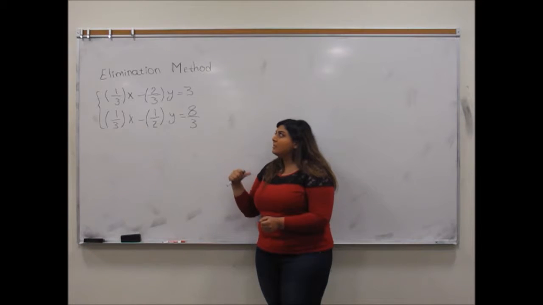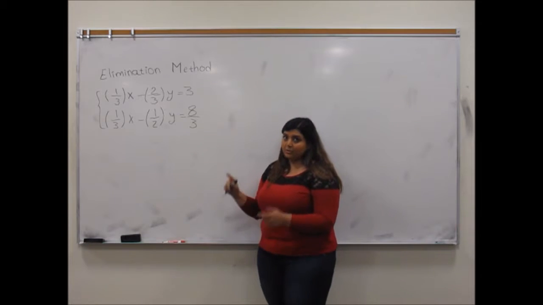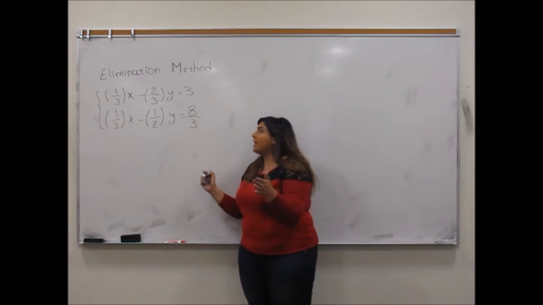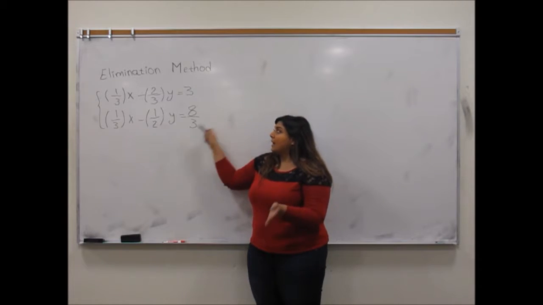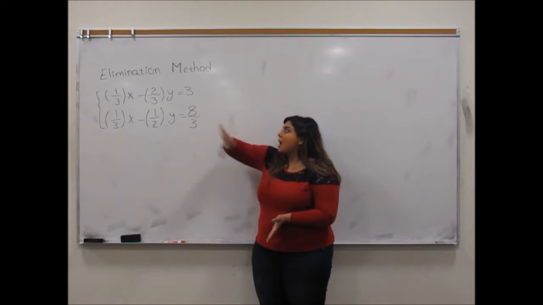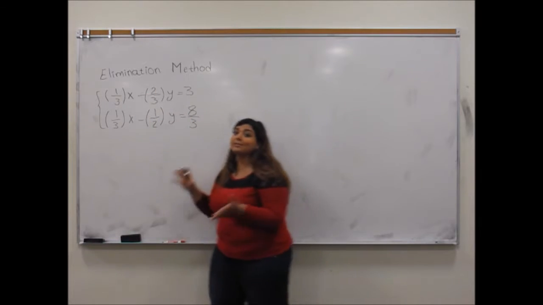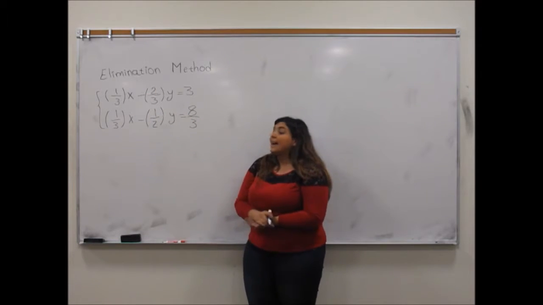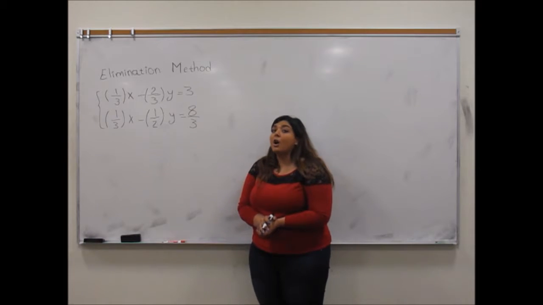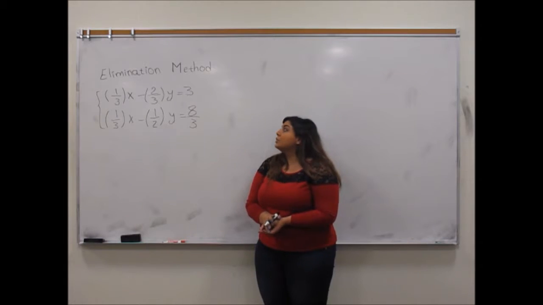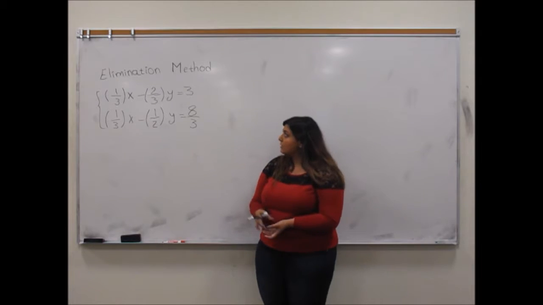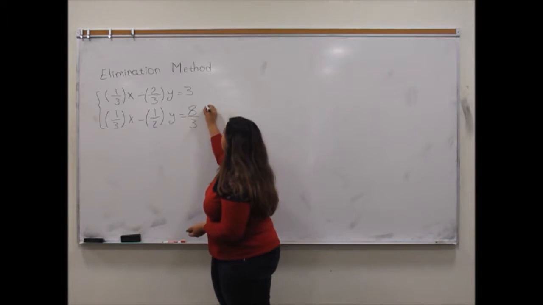to do is always get rid of the fractions. How do we get rid of the fractions? Okay, so we want to multiply everything, so basically the equation, by the LCD, which is the least common denominator, which is a number that all denominators go into evenly. So let's start with the first equation.